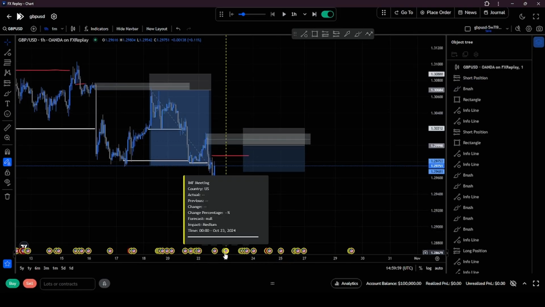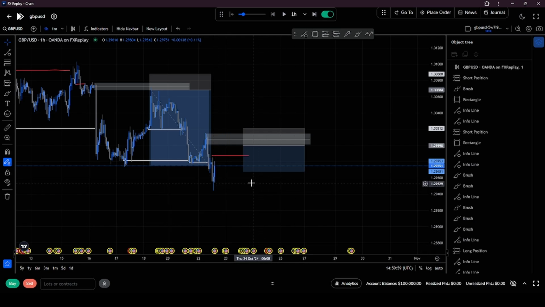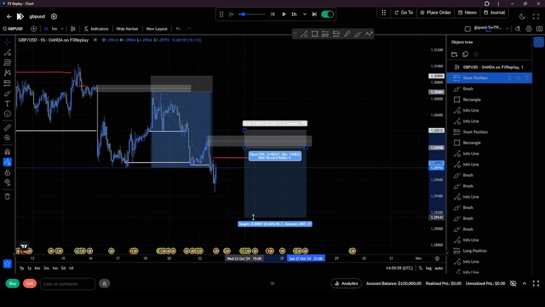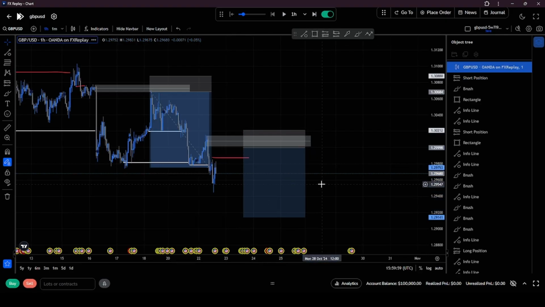So we're having a news here, which might impact the trading idea. So news always distort your trading idea. All right, so let's go.